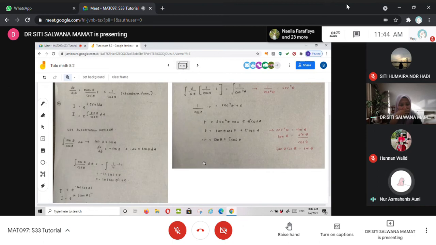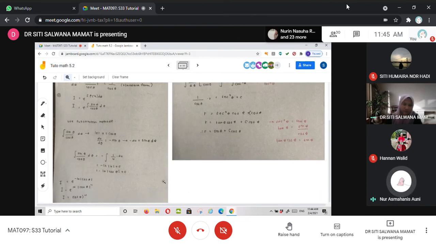So, integratekan using substitution method. So, integrate sin theta over cos theta, let u equal to cos theta. Differentiate u, du over d theta equal to negative sin theta. Differentiate cos theta jadi negative sin theta. So, negative du equal to sin theta d theta. And then replace sin theta d theta equal to negative du. So, negative bawa keluar. And then cos theta replace dengan u.